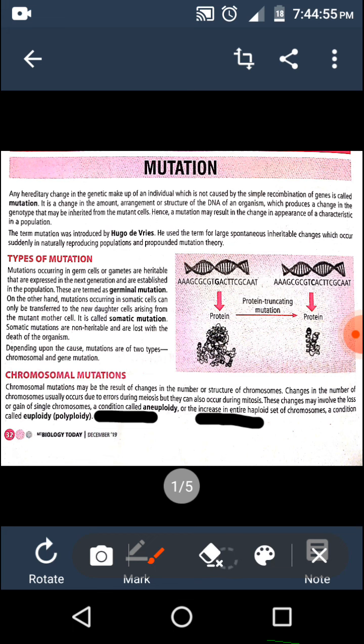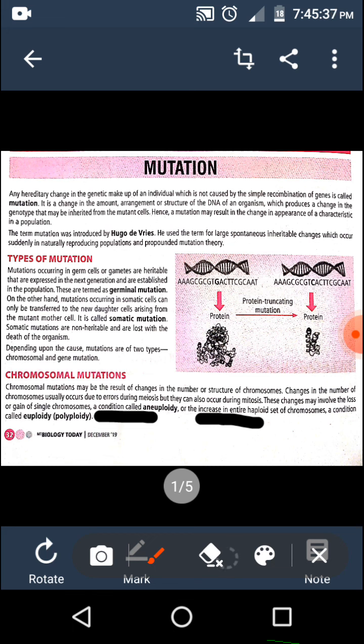So in this way the chromosome mutation will be seen in the change of a structure or change in a number of a chromosome. If we see change in a number of chromosome, it usually occurs due to errors during the meiosis or during the mitosis process. These changes may involve the loss or gain of a single chromosome. That condition is called as aneuploidy. So we mainly study the chromosomal mutation where we mainly see the change in a number.